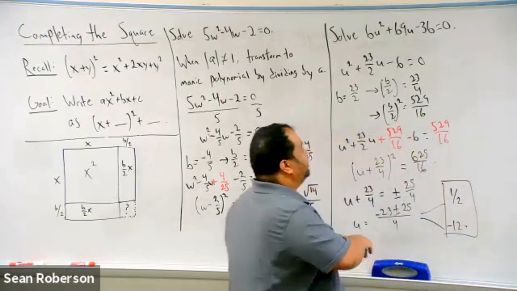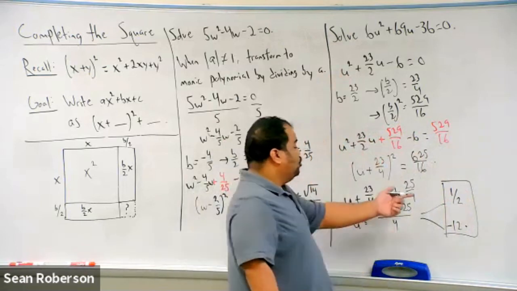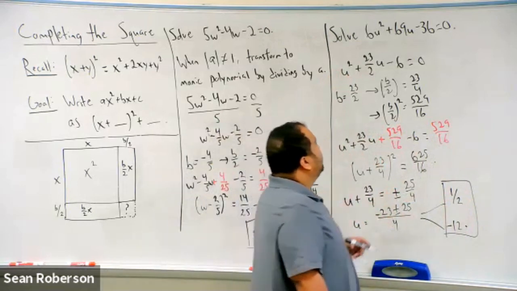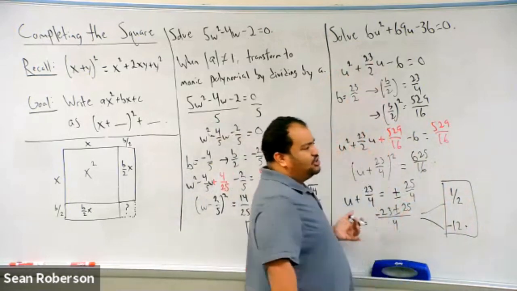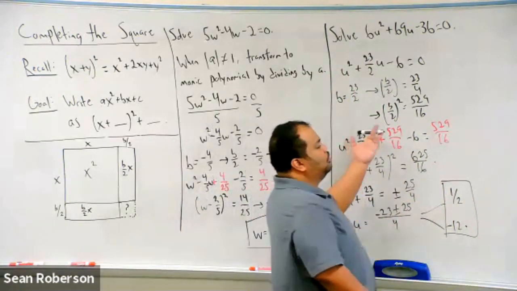We can certainly check this by factoring. The corresponding factors here will be 2u minus 1 and u plus 12. You can certainly check that. But completing the square gives us a nice way of solving this equation without having to worry about factoring. Instead, we just have to worry about square roots.